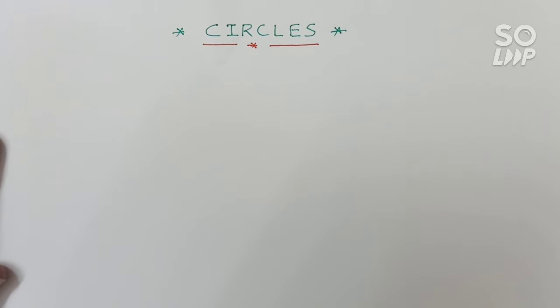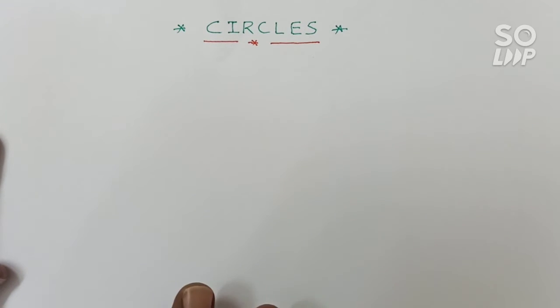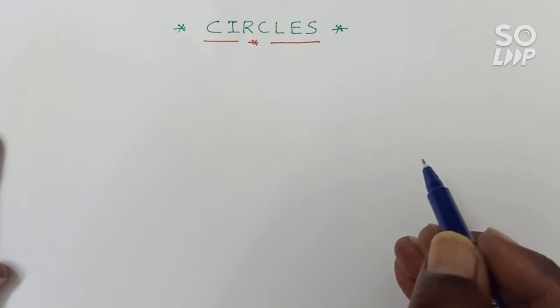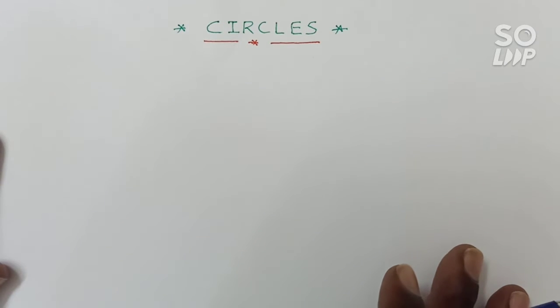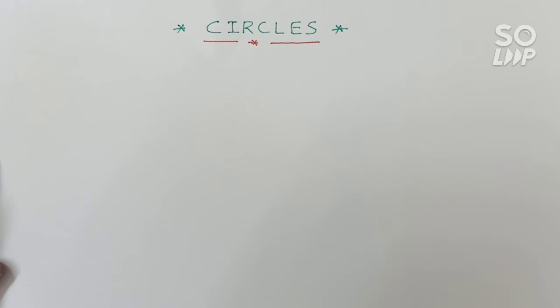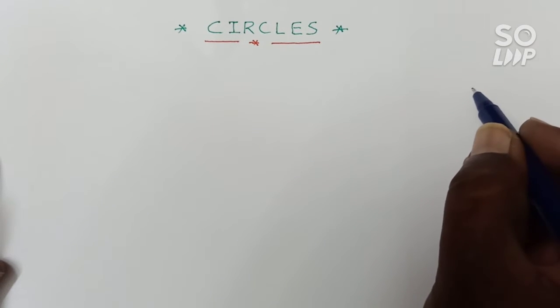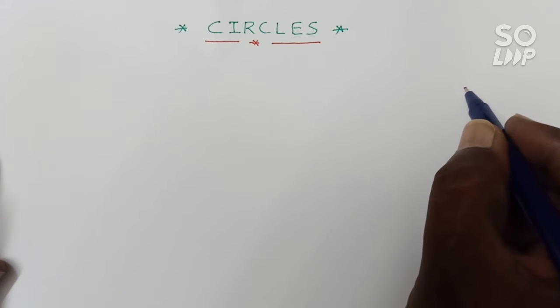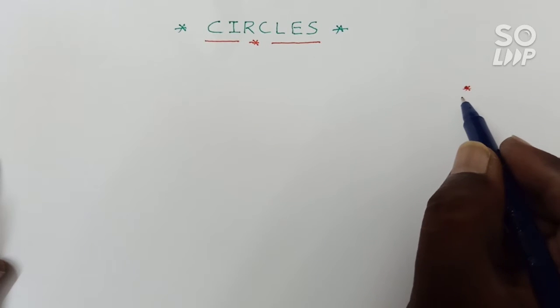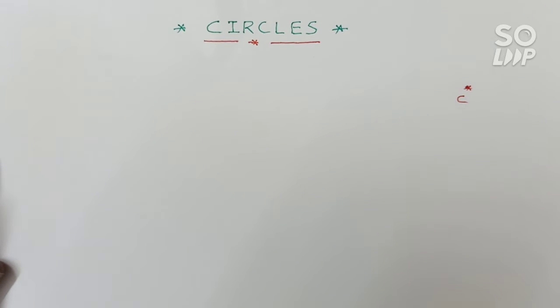So first you will see what is the definition of a circle. Let this one be the plane. Now you know the plane contains an infinite number of points. In this you take one fixed point. Let it be this one, C.